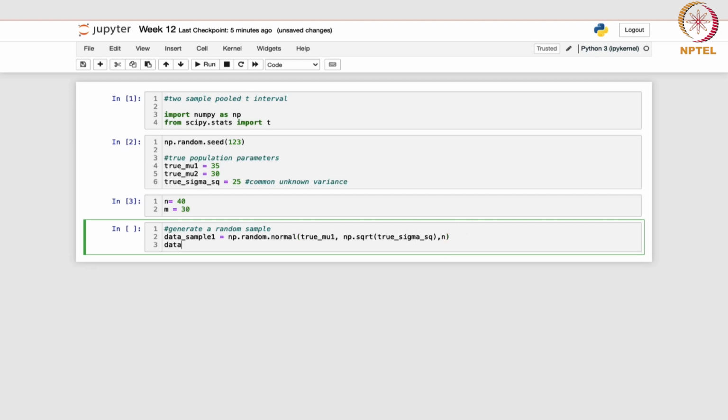Similarly, I need to draw a sample from the second population also. So let me use data_sample2 for this. I can use the same command, np.random.normal, so here it would be mu2. Since the variance is the same, this would remain the same over here. The sample size would be different in this case.